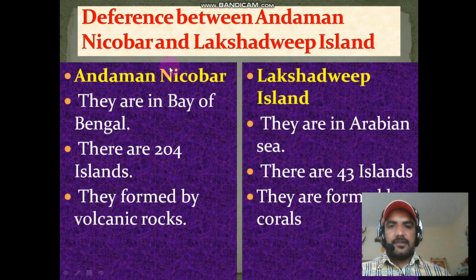Go to the next question, the difference between Andaman Nicobar and Lakshadweep Islands. The two islands are located differently. The Andaman Nicobar Islands are located in the Bay of Bengal, in the east part of our country. There are 204 islands, and they were formed by volcanic rocks. Lakshadweep Islands are in the Arabian Sea in the west part of our country, and there are 43 islands, and they are formed by corals. So these are the differences between Andaman Nicobar and Lakshadweep Islands.